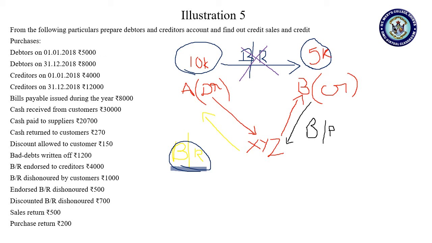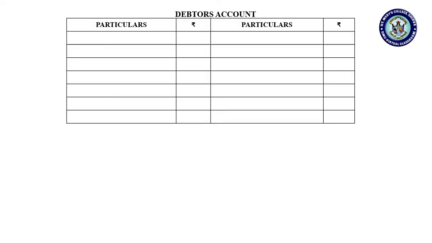Now we will start with the ledger accounts. Next, you draw the lines. First we will start with debtors account. So draw the lines. Debtors account: particulars, amount in rupees; particulars, amount in rupees.